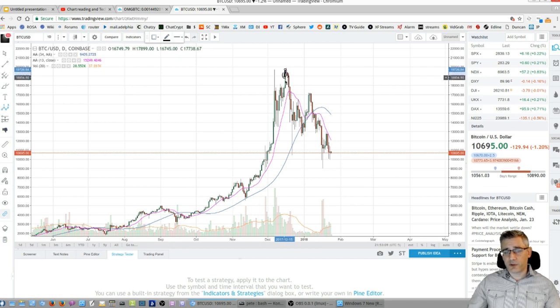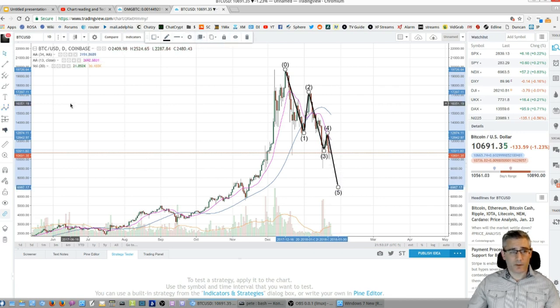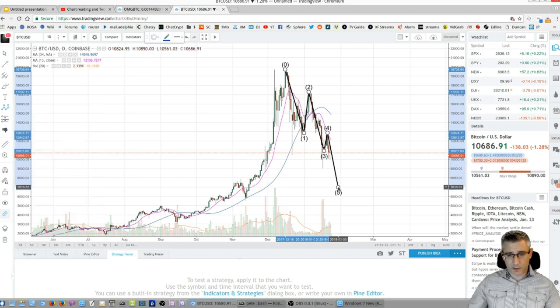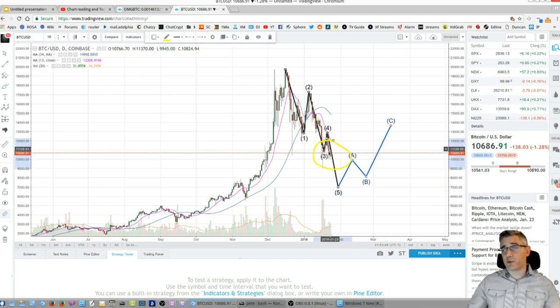So if this is turning bearish, this could be one here. 2, 3, 4, and 5 could be down here, followed by A, B, C. So this section right here is really the determining factor for how this is going to play out over the next couple of days.